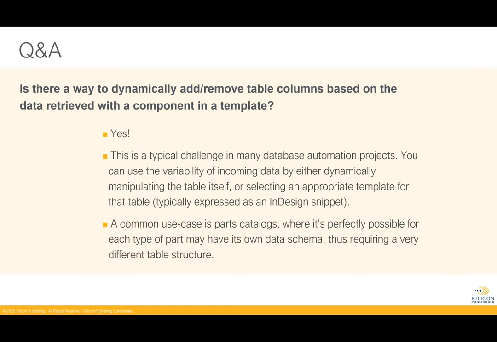Yes, we can do anything you can imagine with tables as far as merging cells, having columns change dynamically. A very common use case with catalog publishing is for each SKU to have a different set of attributes. So we get literally entirely different tables if it's a capacitor versus a resistor in a parts catalog. So it's very flexible and extremely powerful as far as tables go.